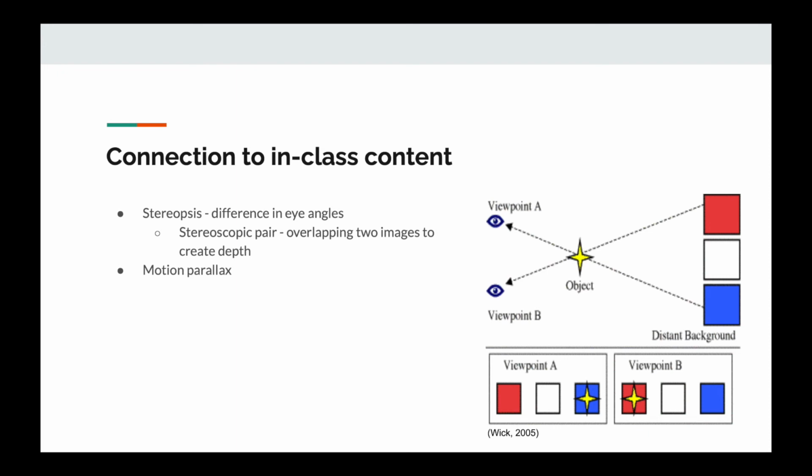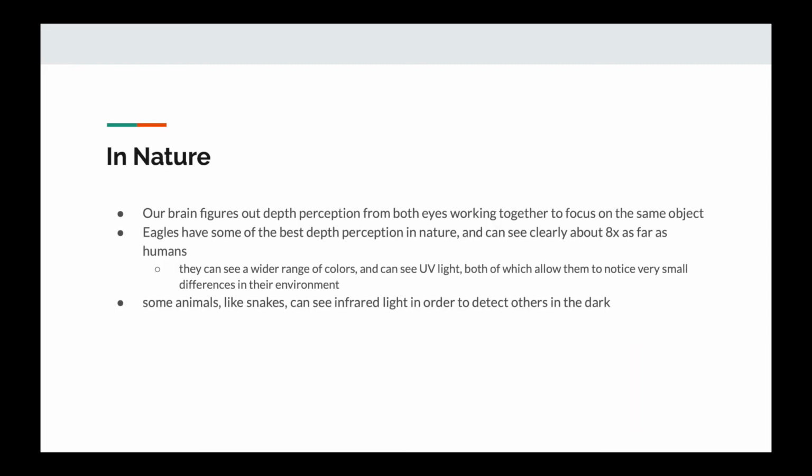Now, are there any circumstances where depth perception is used in nature? And there is. So like I mentioned before, where a brain figures out depth. And eagles also have this, where they have some of the best depth perception in nature, and they can see about 8 times as far as humans can. And they have a wider range of colors. They can see UV light, which they can see more differences in their environment. And even some animals like snakes, they can detect infrared light in their environment, and this works out really well for them because they can see in the dark because of that.